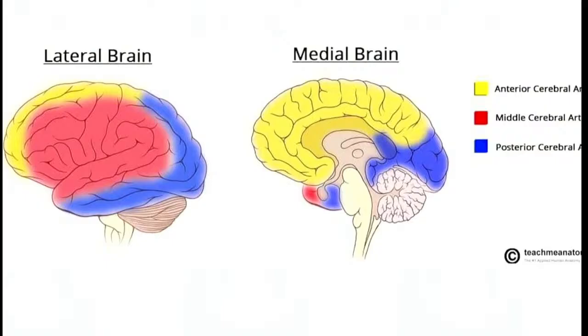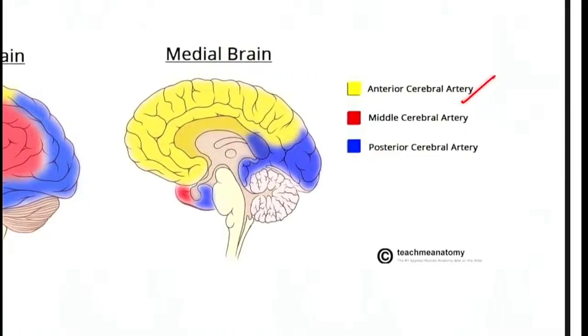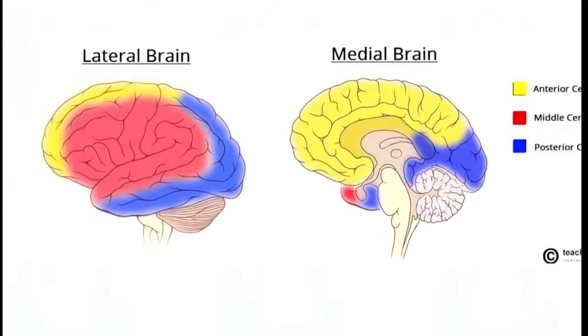The ones marked in yellow are the anterior cerebral arteries. These are the three major arteries that supply blood to the cerebrum. One is the anterior cerebral artery, then we have the middle cerebral artery, and we have the posterior cerebral artery. Talking about the anterior cerebral artery, they are branches of the internal carotid artery.